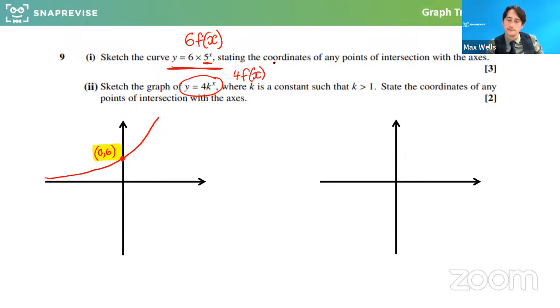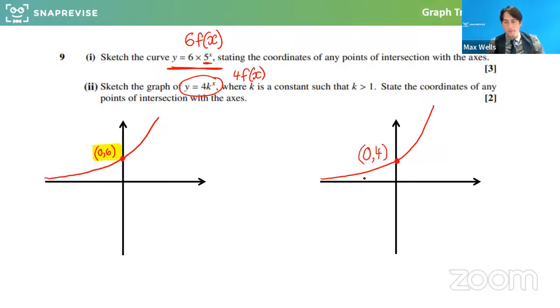So what's the y-intercept here? I'm going to draw the very generic shape. I'm in control of the scale. So what coordinate is it going to go through? Anything to the 0 is 1, times it by 4. It's going to go through 0, 4. Okay.